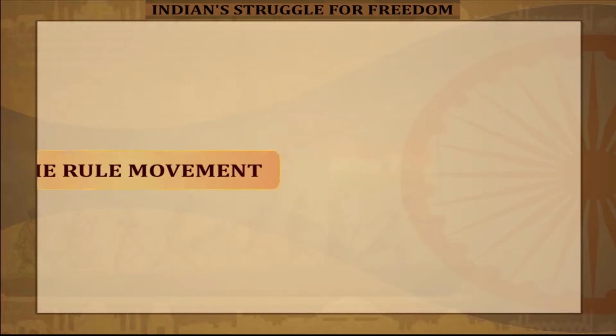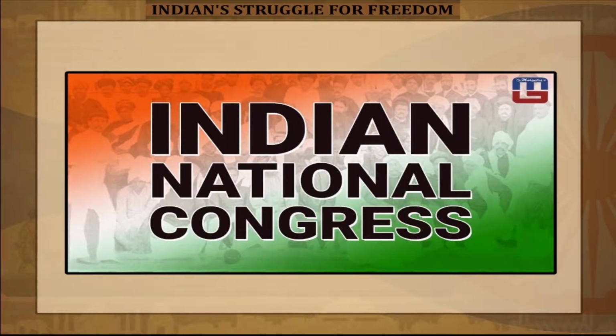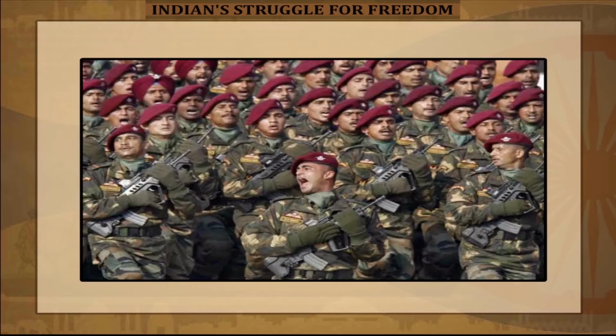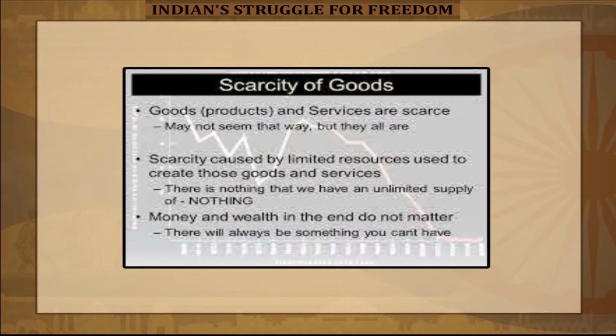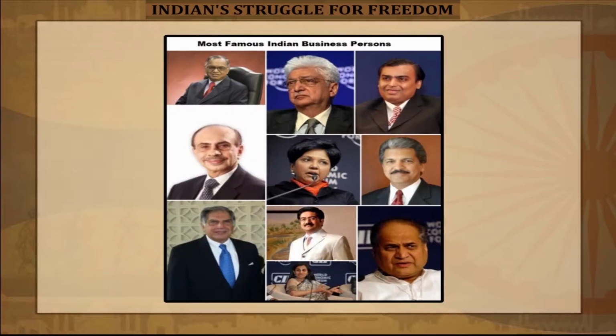Home Rule Movement. During the First World War, 1914 to 1918, the Congress cooperated with the British war efforts. A huge number of Indian soldiers were sent overseas to fight for the British. This caused widespread economic distress because of severe scarcity of goods and a steep rise in prices. Some Indian businessmen and industrialists made huge profit through trading in war supplies.